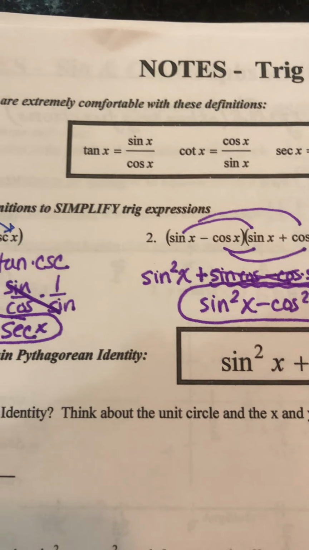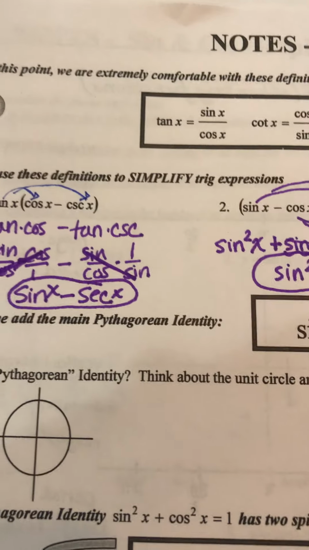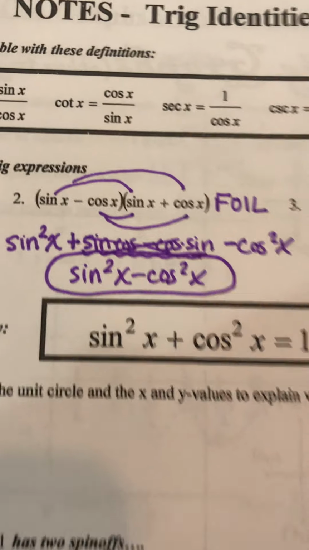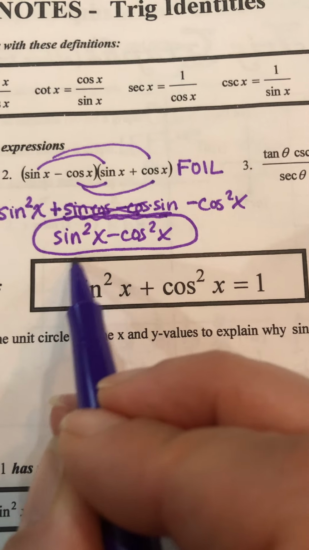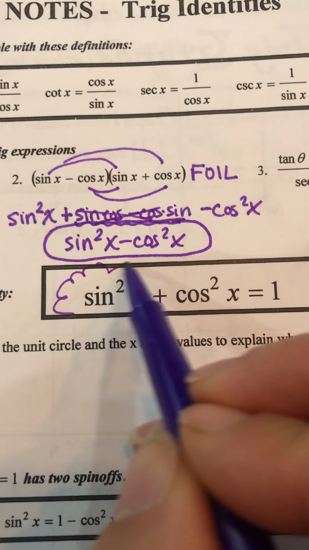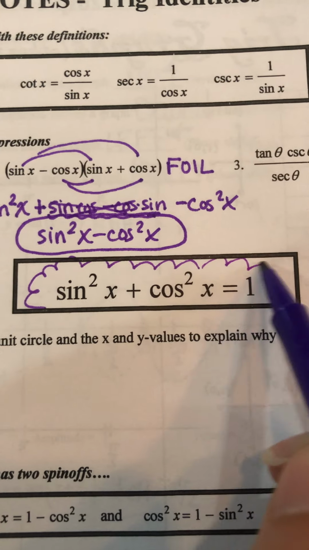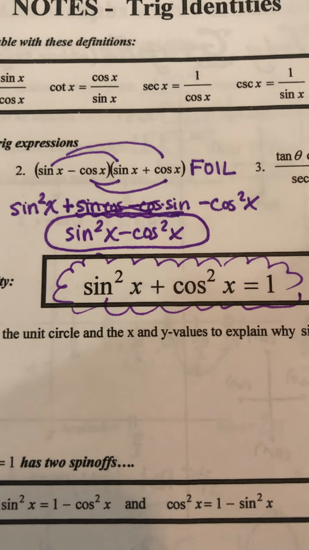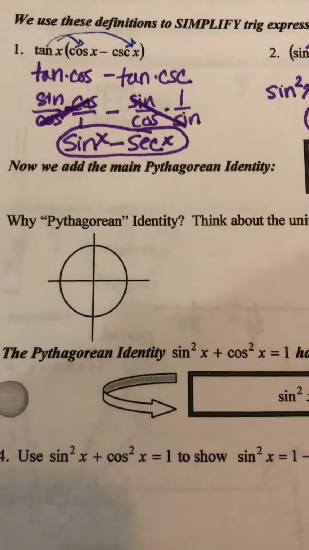Yep. So those are some examples of simplifying trig expressions, just going back to our definitions, replacing words like tan with sine over cos, etc., and then simplifying like we already know. And this is the main thing we're going to learn today, this Pythagorean identity. Sine squared plus cosine squared equals 1. This is a biggie. We've actually subtly introduced it to you long ago.